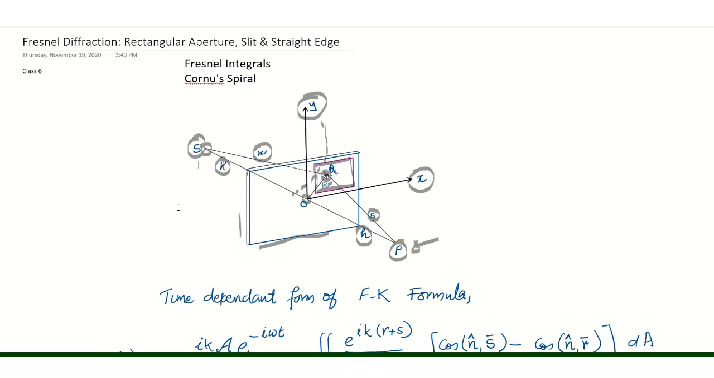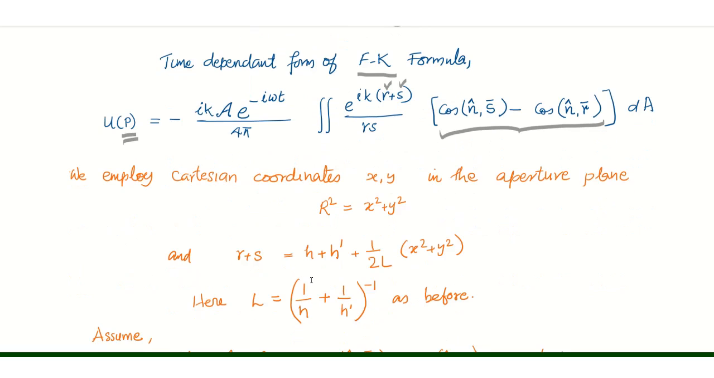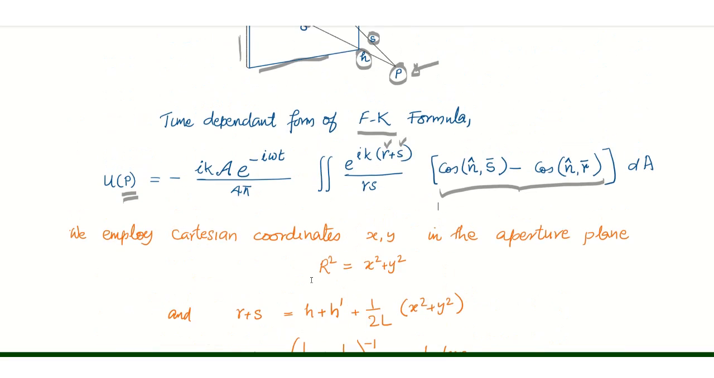We have done the main groundwork in the last classes, that is the Fresnel-Kirchhoff formula. The amplitude of the electric field disturbance at the point P is given by this equation, where R and S have the usual meaning. Then these are your Cartesian direction cosines, and also dA is the area element of the aperture.